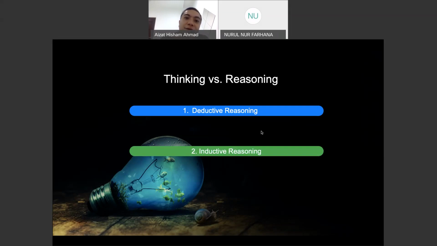If deductive reasoning, just now, is from general to specific, inductive reasoning is actually from specific to general. Specific to general means you are going to form a general thinking based on specific reasons. Usually in inductive reasoning, the generalization is based on some incidents that you have gone through, or maybe observation of facts that you already know.